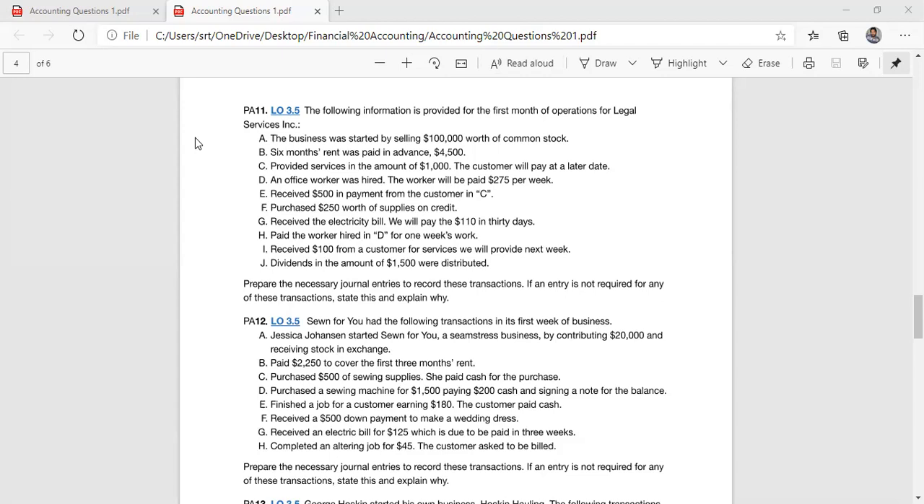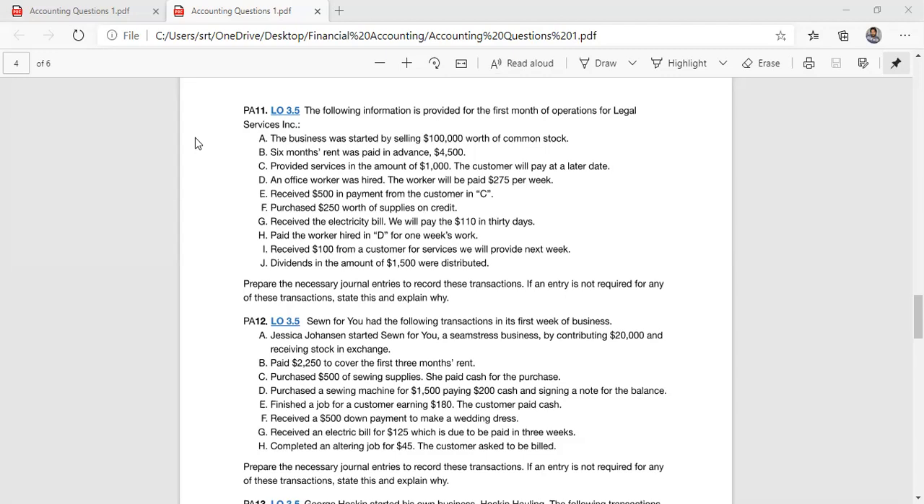Starting with the first transaction, the business was started by selling $100,000 worth of common stock. 6 months rent was paid in advance, 4,500. Provided services in the amount of 1,000. Customer will pay at a later date. An office worker was hired. The worker will be paid 275 per week. Received 500 in payment from the customer in C. Purchased $250 worth of supplies on credit.